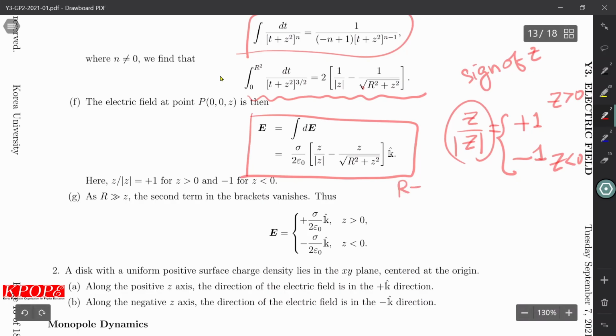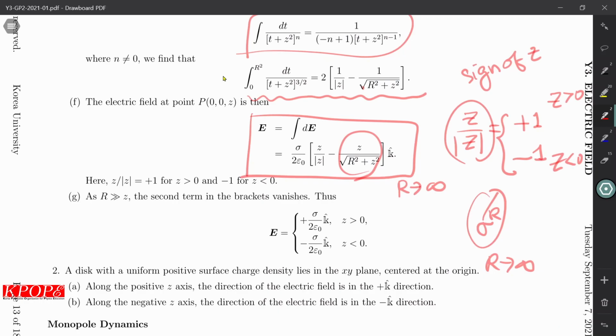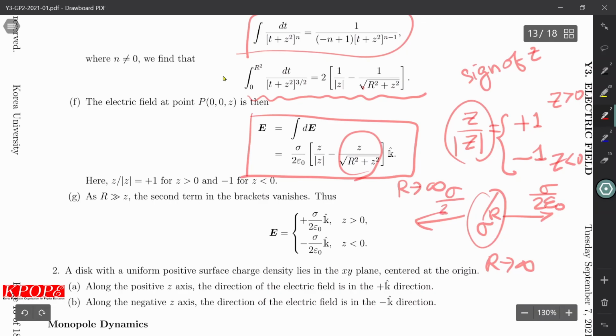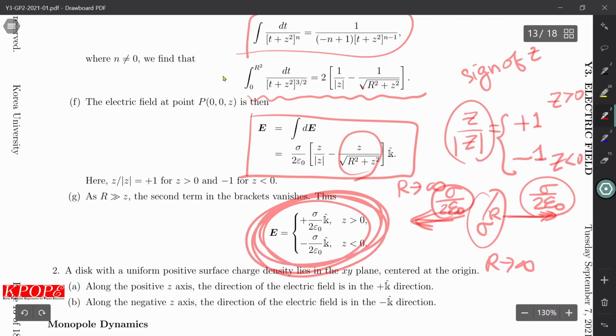As R goes to infinity, this next term vanishes completely. Therefore, the electric field due to a disk with radius going to infinity and surface charge distribution sigma is sigma over 2 epsilon 0, on both sides. Magnitude is the same and direction is opposite. So this is a very, very important expression.